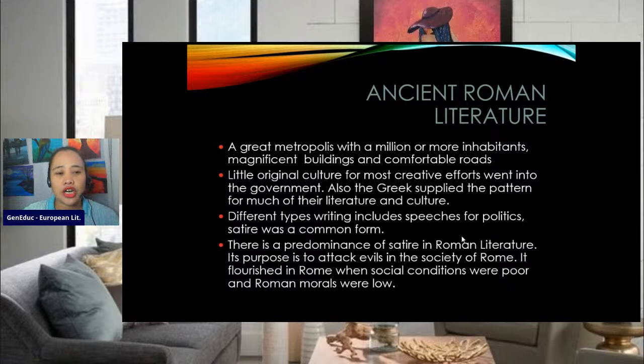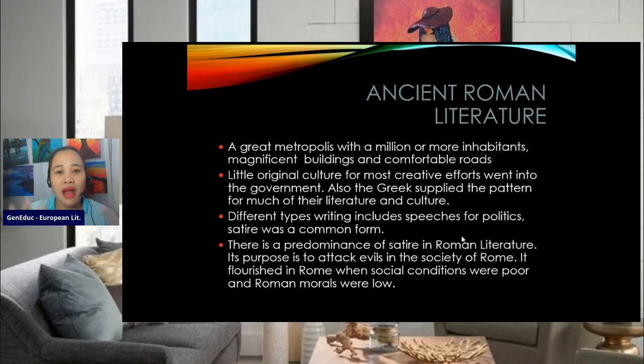Ancient Roman literature: a great metropolis with a million or more inhabitants, magnificent buildings, and comfortable roads. Little original culture, for most creative efforts went into the government. Also, the Greeks supplied the pattern for much of their literature and culture. Different types of writing include speeches for politics. Satire was a common form. There is a predominance of satire in Roman literature. Its purpose is to attack evils in the society of Rome.